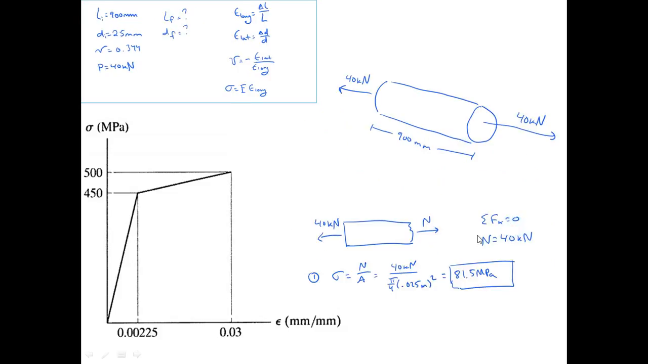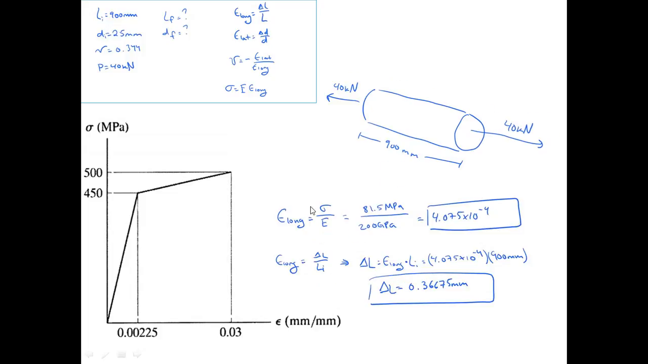From there, what we can do is find the normal stress of our body. So I cut the rod, and at a certain point I find N. My normal force is 40 kilonewtons, so 40 divided by the area, which is pi r squared, gives me a normal stress of 81.5 megapascals. Okay, so now I found normal stress, I found Young's modulus. Now I can find normal strain.